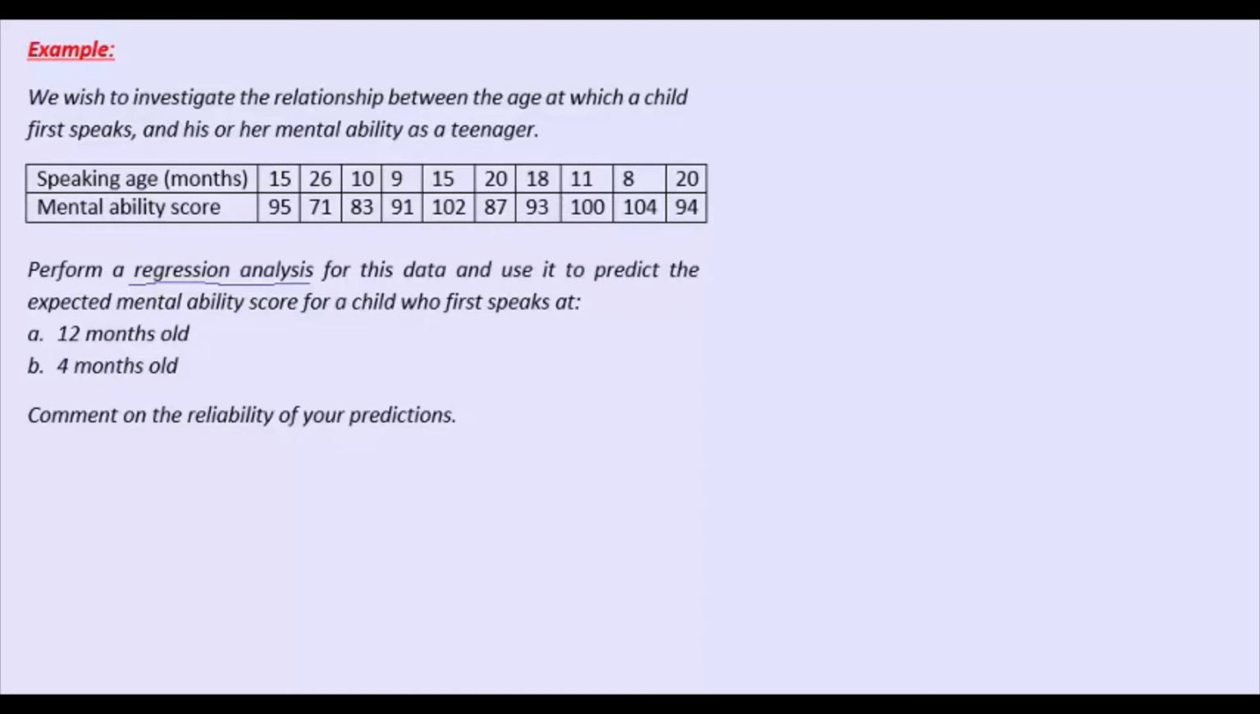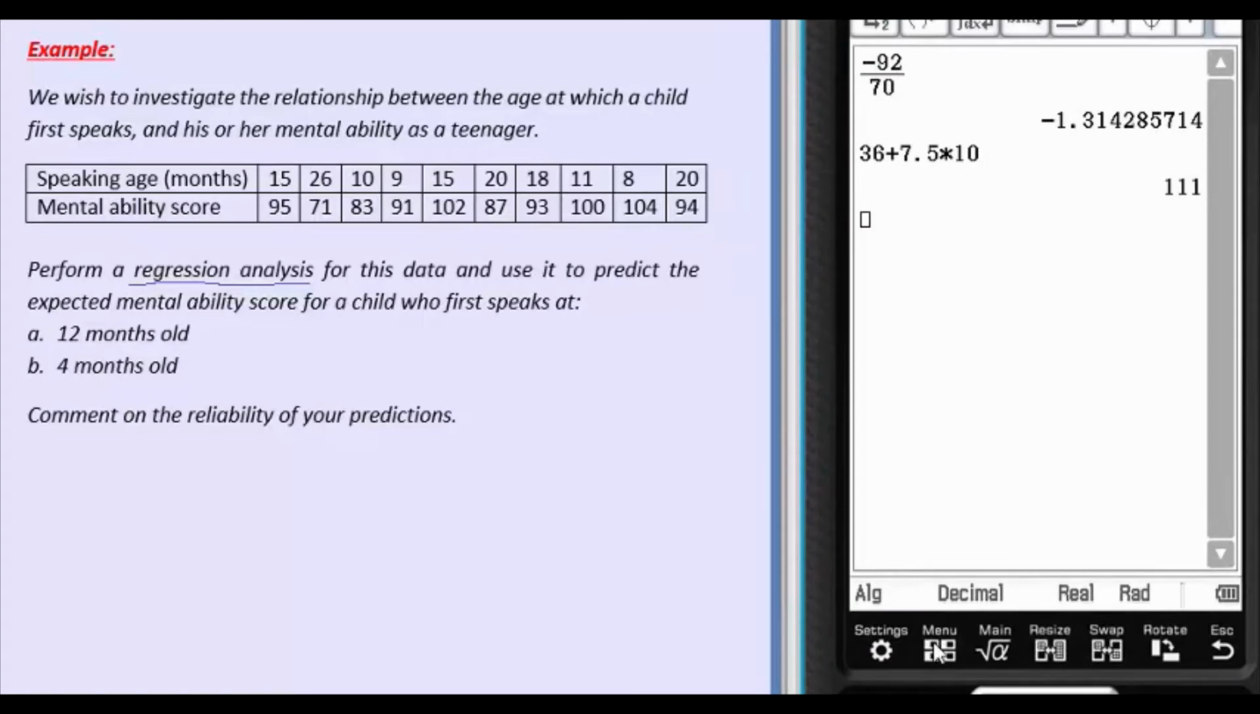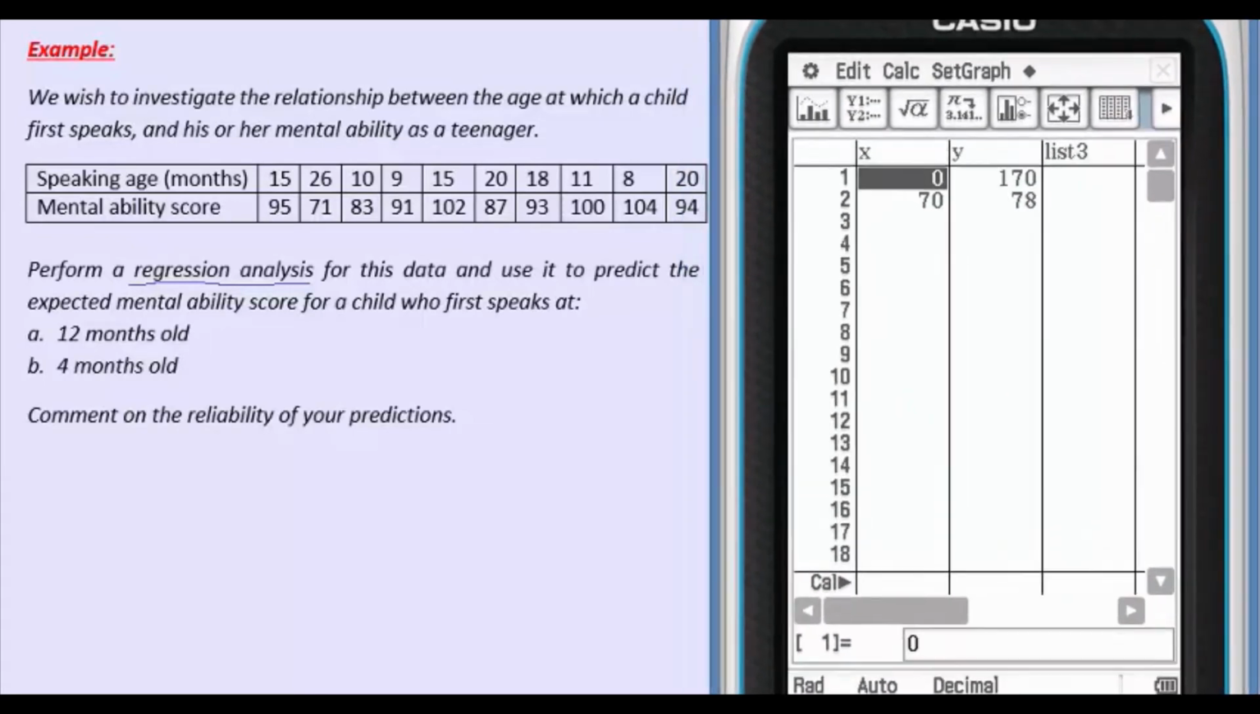Now the first thing we need to do is put our data into our calculators and make a scatter plot and have a look at the quality of our data. So let's do that. We'll get out our calculator, we will go to the menu and statistics, and we'll start entering in our data now.